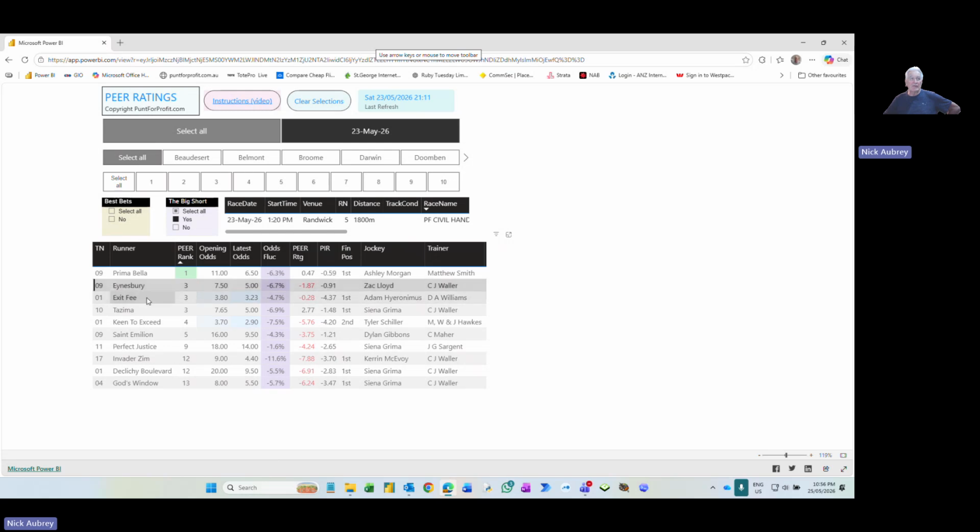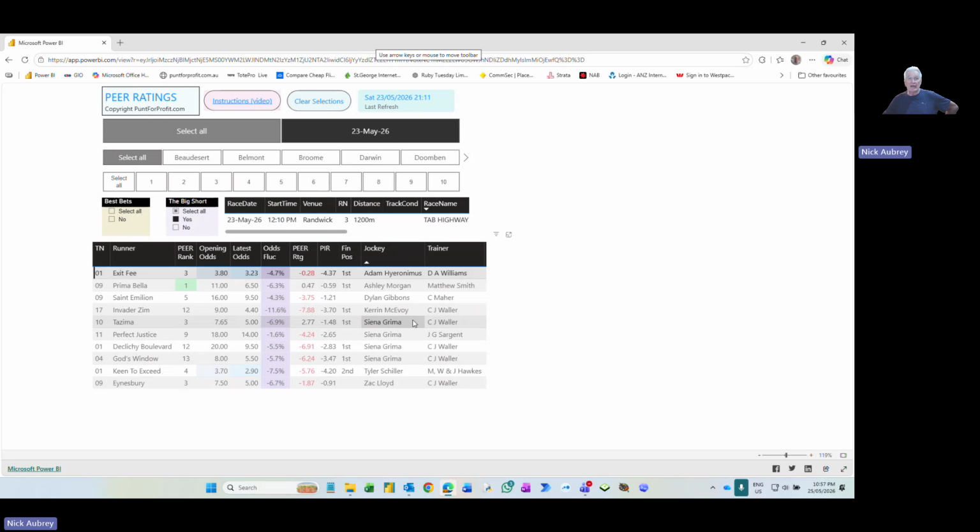Ainsbury was race 5. Exit Fee was race 3, and so on. You can see up there. But interestingly, for all of those, on that day of the 10 races, amazingly, 6 of the horses were actually shorteners, the biggest shorteners in that race on the day. And interestingly, 4 of them were actually ridden by Sienna Grimer. 3 of them were Chris Waller's, and 1 was John Sargent's horse.